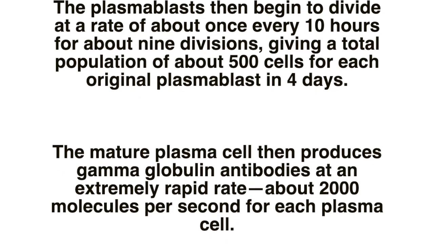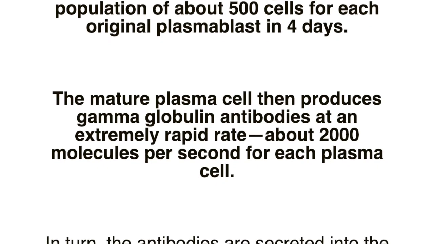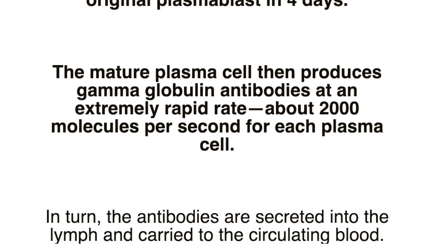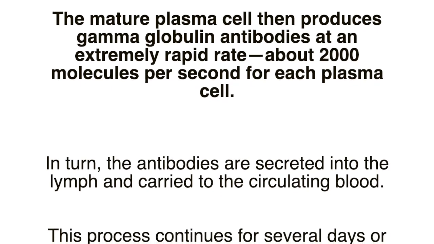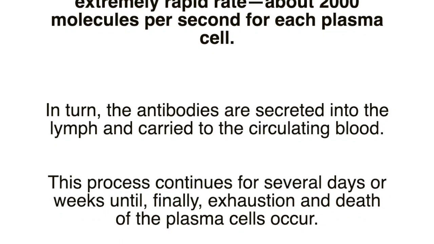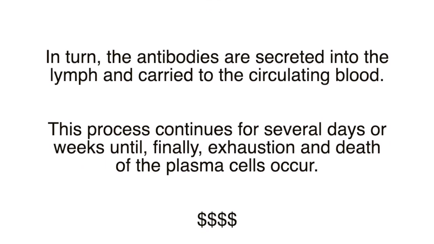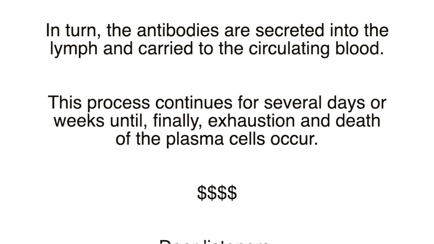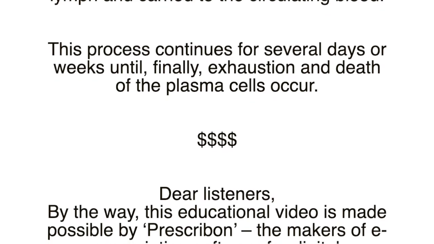The mature plasma cell then produces gamma globulin antibodies at an extremely rapid rate, about 2000 molecules per second for each plasma cell. In turn, the antibodies are secreted into the lymph and carried to the circulating blood. This process continues for several days or weeks until finally exhaustion and death of the plasma cells occur.